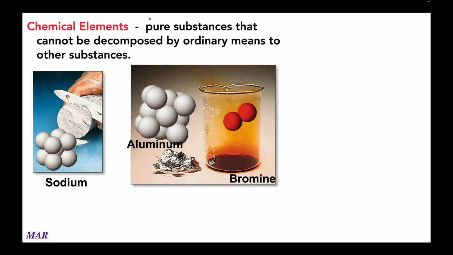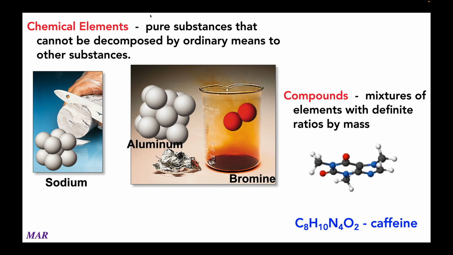So they all have very different properties, but you can't break them down into simpler substances. They can be combined into more complex compounds, but they can't be broken down. Like you can't break aluminum down into sodium, stuff like that. Compounds, again, are just mixtures of elements with definite ratios by mass.